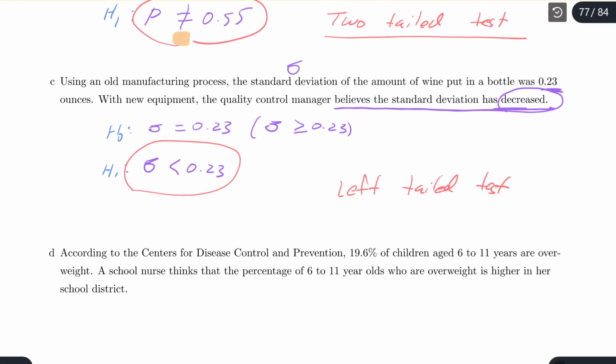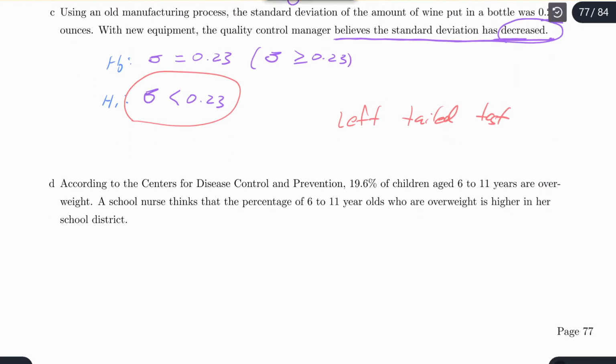Okay, let's look at part D. I actually would like you to pause the video and try this problem on your own. When you come back, I'll go over it. Pause the video now.